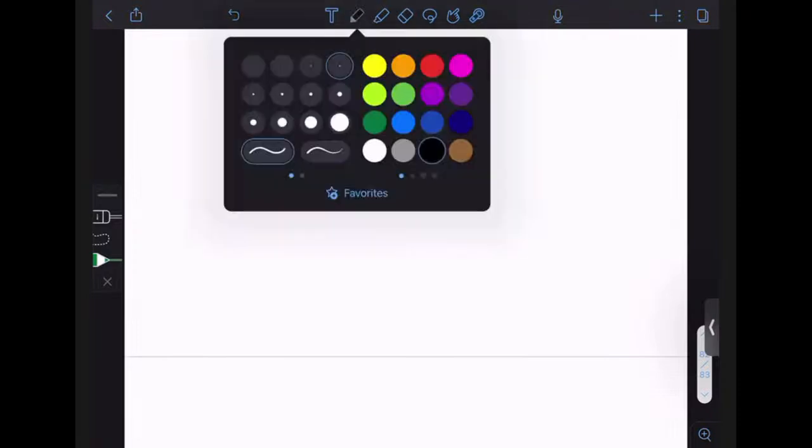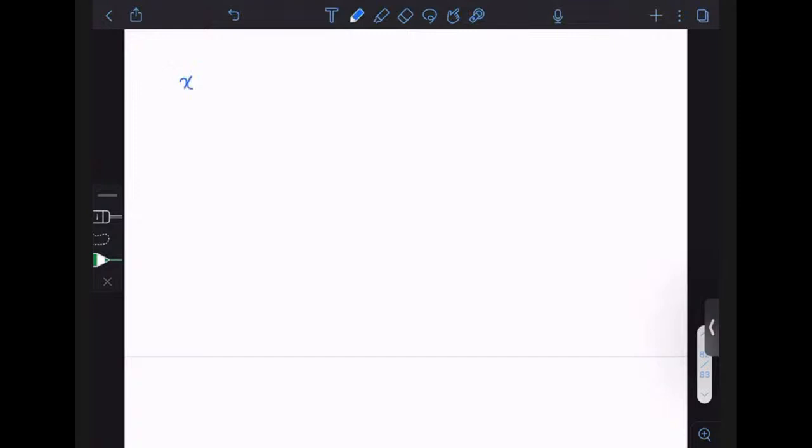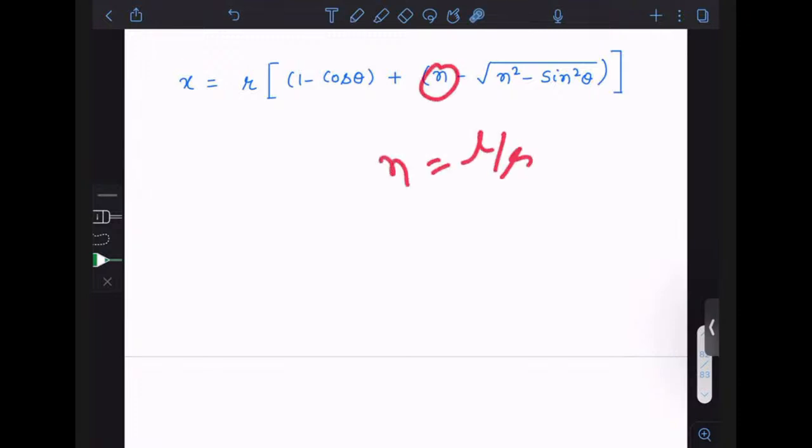So here the first result is, X is equal to R times 1 minus cos theta plus n minus root under n square minus sin square theta. Right. This is the first expression. N is your L by R. That is the expression of displacement. But it is not asked frequently.